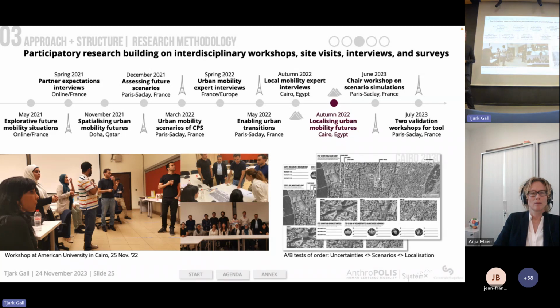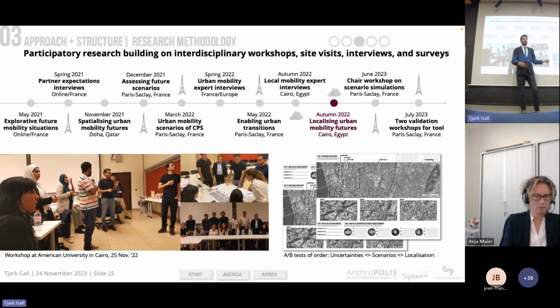And just to give you one example, this was a workshop we had at the end of November, nearly 1 year ago, in Cairo, at the American University. We had a group of mobility experts and a group of urban planning experts, and we tried to localize uncertainties and trends in the context of Cairo. So this is an excerpt from the map of central Cairo.